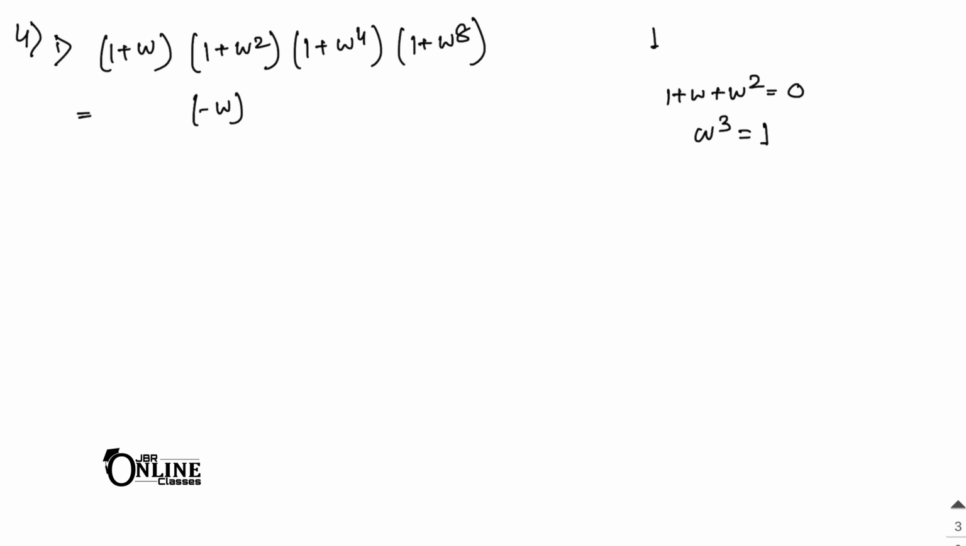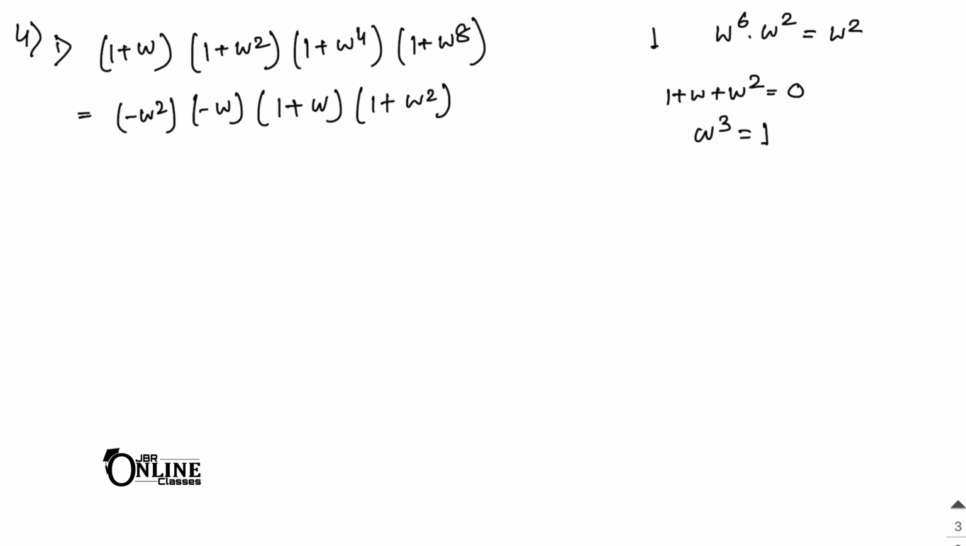In place of 1 plus omega, you can write down here minus omega square. Okay. Now here 1 plus omega to the power 4. Omega to the power 4 means only omega. And 1 plus omega to the power 8. Omega to the power 8 means you know that omega 6 into omega 2. Omega 6 means omega cube whole square. That means here omega square.